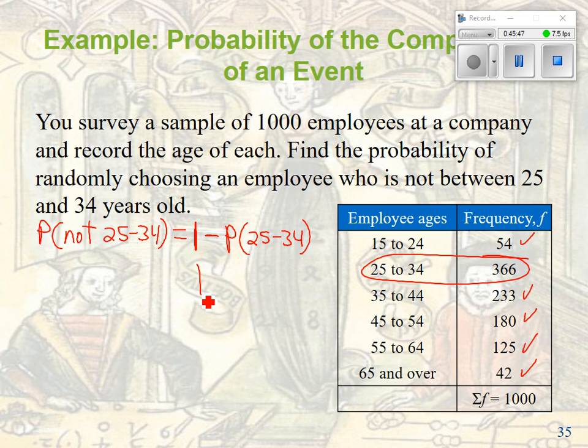So we do 1 minus the probability that they are between 25 and 34, which is 366 out of our total, which is 1,000. And then you just grab your calculator and do that math. What we're doing is finding the complement. If we're looking at this event, what we want to find is the complement of that.